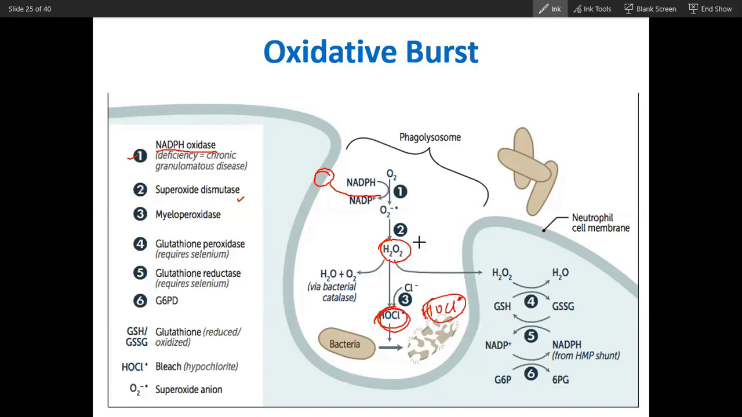You can see this third enzyme is myeloperoxidase. So myeloperoxidase enzyme deficiency can also cause this, but we will not talk about this now. We'll talk about this also. Any of these enzyme deficiencies can cause this immunological deficiency.